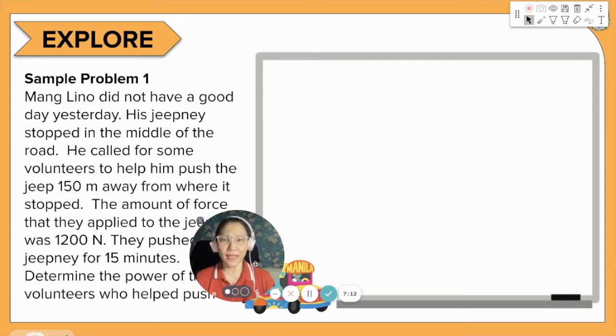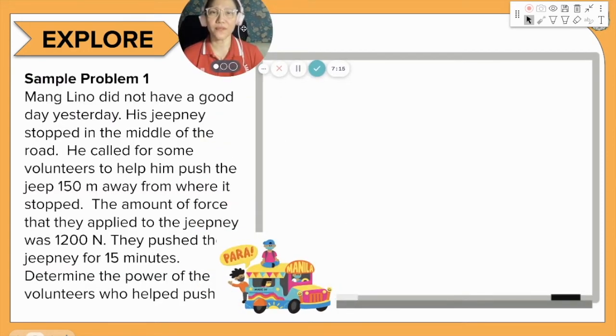All right. So I guess it's time for us to solve some sample problems. So I have here sample problem 1. Manglino did not have a good day yesterday. His jeepney stopped in the middle of the road. He called for some volunteers to help him push the jeep 150 meters away from where it stopped. The amount of force that they applied to the jeepney was 1,200 newtons. They pushed the jeepney for 15 minutes. Determine the power of the volunteers who helped push the jeepney.